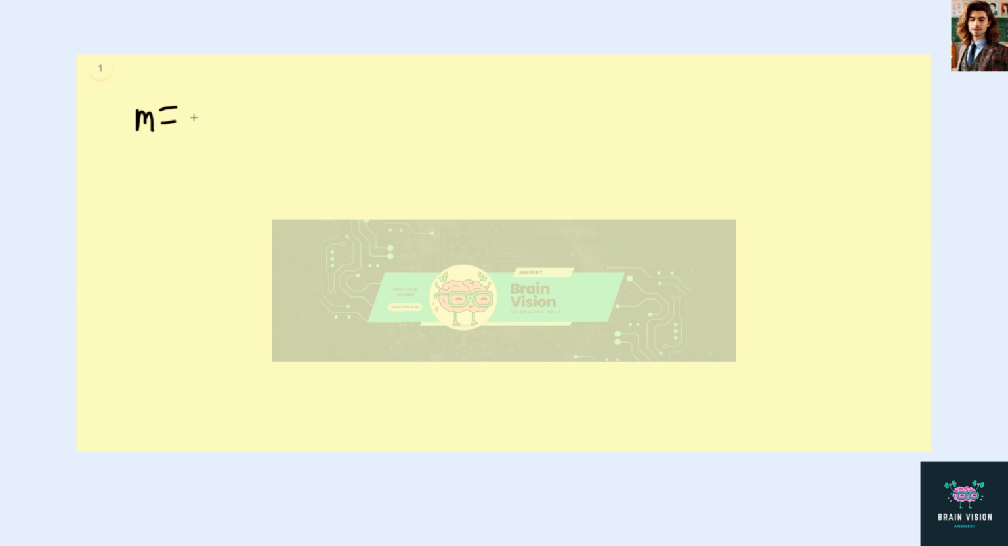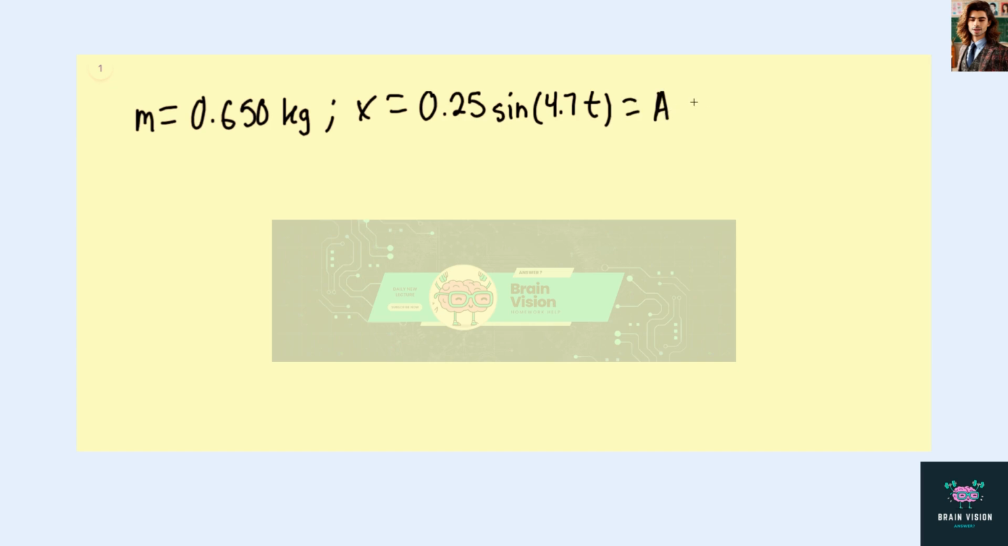Now here this is asking for a lot of the wave properties. We have a mass of 0.650 kilograms, and then we know that x equals 0.25 sine of 4.7t, and this is going to be equal to the general equation A sine of omega t. So for part A, when they're asking for the amplitude, this is simply going to be 0.25 meters. So simply this term right here.